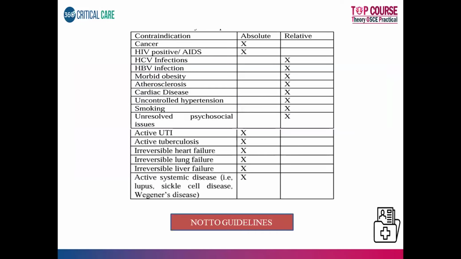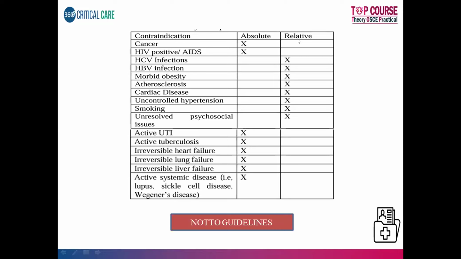Okay. So the NOTO guidelines have given these absolute and relative contraindications. NOTO stands for National Organ and Tissue Transplant Organization. They have given the absolute contraindications as active cancer, HIV positivity or AIDS, and active infection, which could be UTI or tuberculosis. Also irreversible underlying causes like heart failure, lung failure, or liver failure. And if the patient has any systemic disease like lupus, sickle cell disease, or Wegener's granulomatosis, those are absolute contraindications to kidney transplantation.